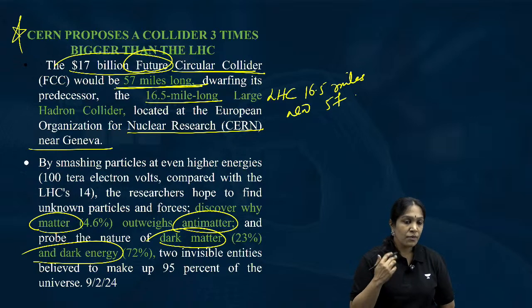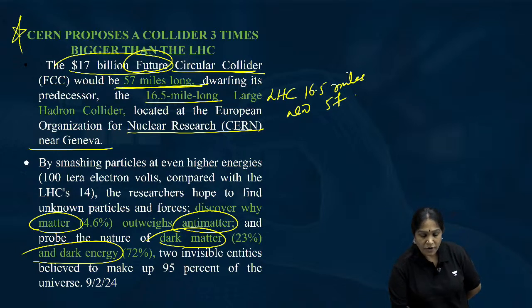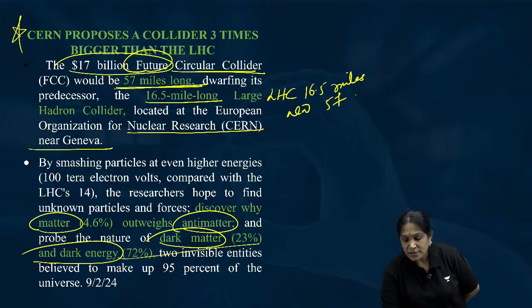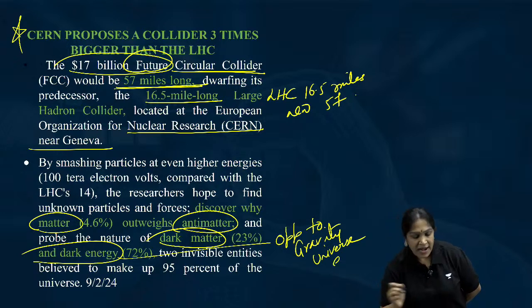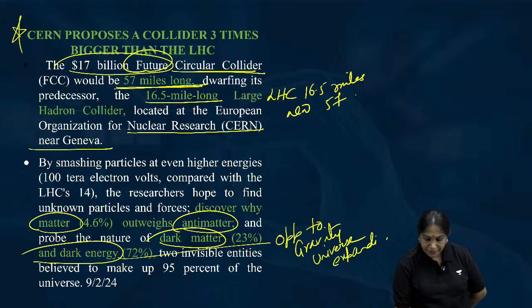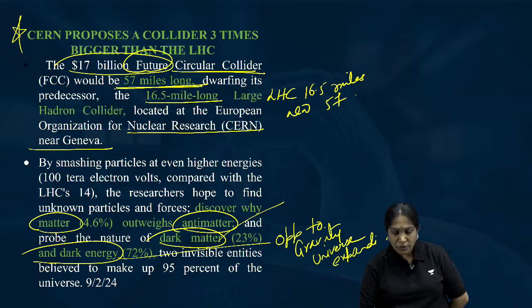Is it clear? What is dark energy? It is opposite to gravity. This is the reason why the universe is expanding. And what is dark matter? The matter about which we do not know.